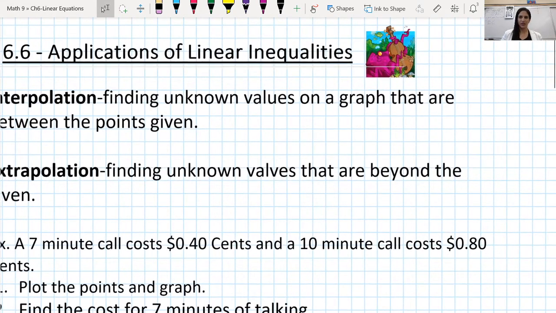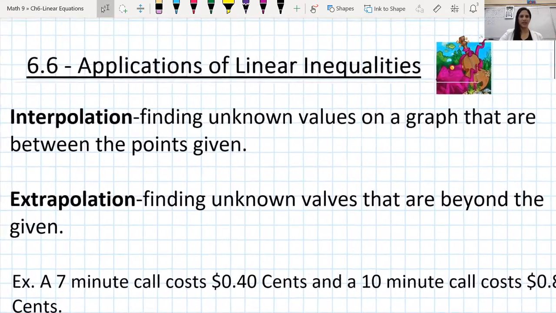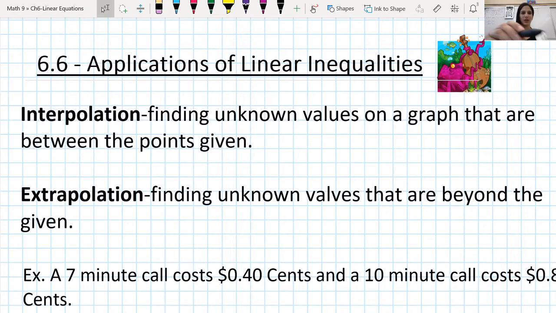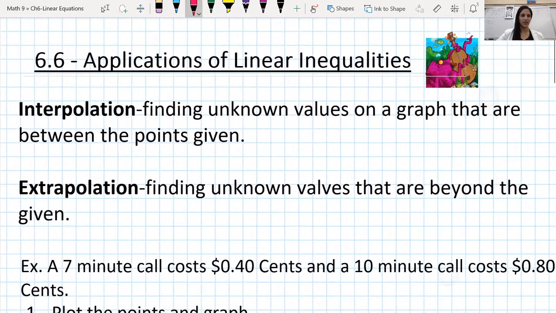We are doing 6.6 applications of linear inequalities today. This is the last portion from chapter 6, and we're just going to run through a few quick examples, and there's a couple of vocabulary terms I want to mention here.